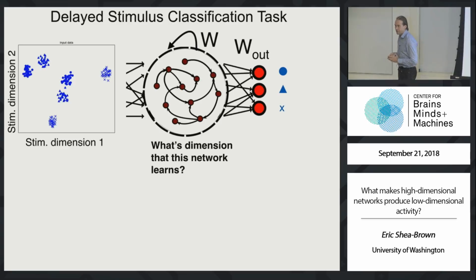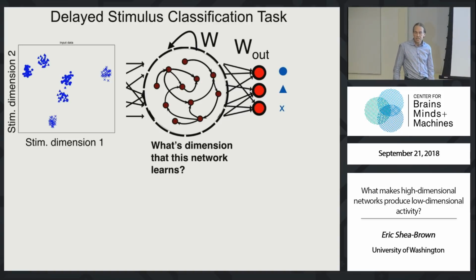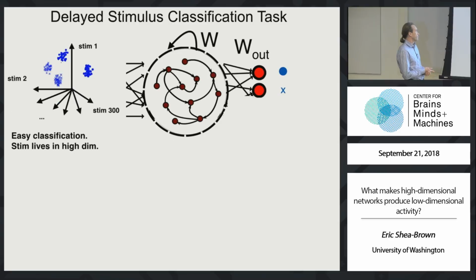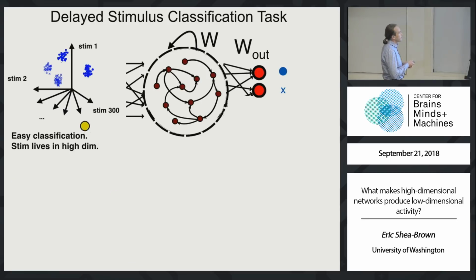So here's my question. There's a recurrent network. Get the W out according to some learning algorithm, and that will turn out to be important. And then what kind of dimensionality in the network dynamics results from said W? We're going to concentrate entirely for this talk, although we've worked on a bunch of other cases, on the case which I call easy classification. So the stimulus itself lies in high dimensions. That's just like what I had on slide 2.